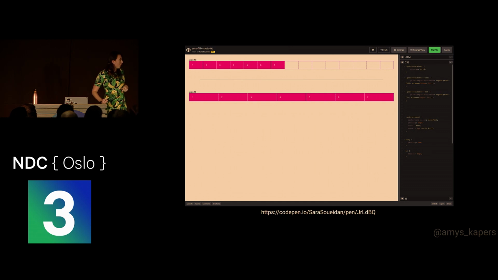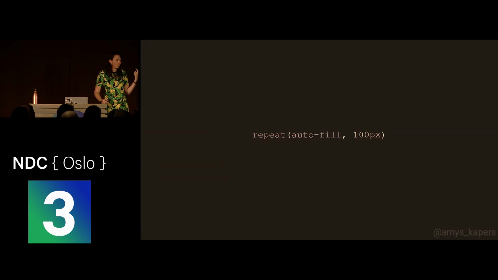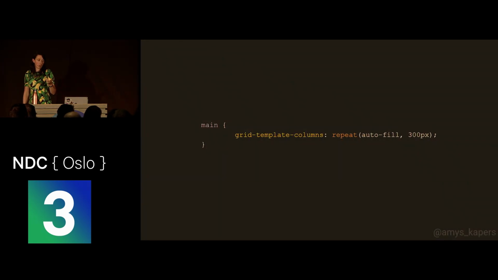So if we have a look back, we were looking at autofill. Does anybody remember which one that was? As many as you can, even if we don't need them. So we were looking at grid template columns, autofill, 300 pixels. As many columns as you can, even if we don't need them, and they should be 300 pixels wide.